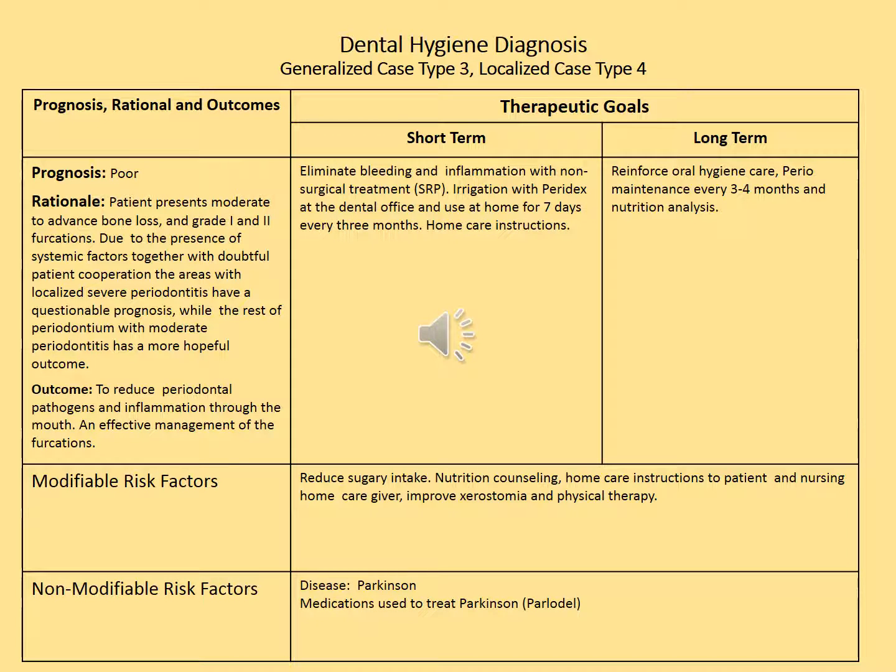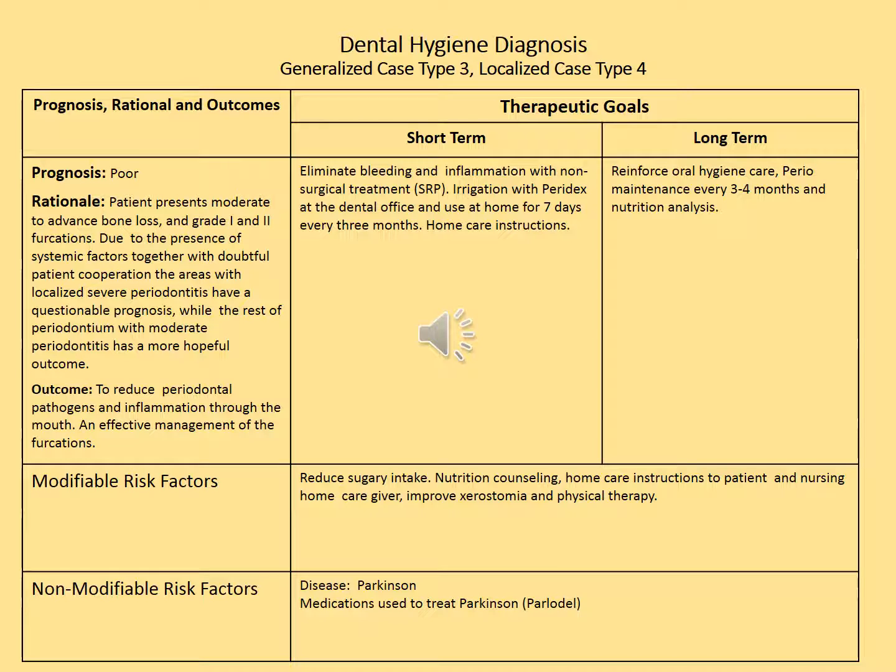In this slide, we're going to present the dental hygiene diagnosis. The prognosis for this patient is poor. The rationale: patient presents moderate to advanced bone loss and grade 1 and 2 furcations. Due to the presence of systemic factors together with doubtful patient cooperation, the areas with localized severe periodontitis have a questionable prognosis, while the rest of the periodontium with moderate periodontitis has a more hopeful outcome.